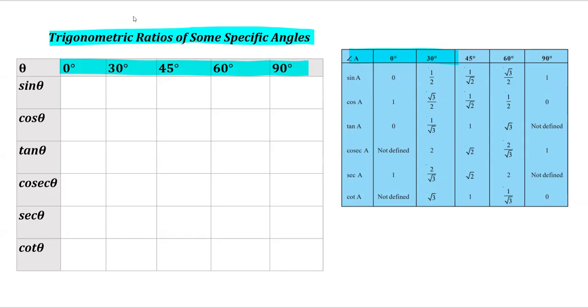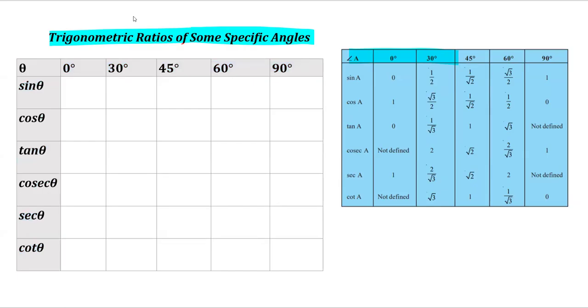That is the first row, the angle from 0 to 90 degrees in order: 0, 30, 45, 60, 90. And you have to also remember this sequencing, that is sine, cos, tan, cosec, sec, and cot. Now, if you remember this much, you'll be able to make the table further.